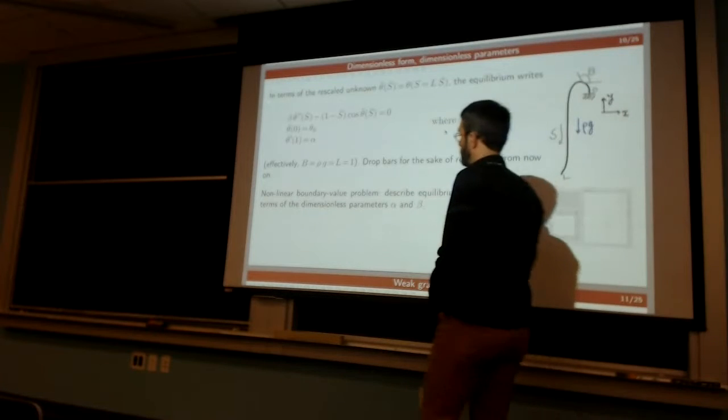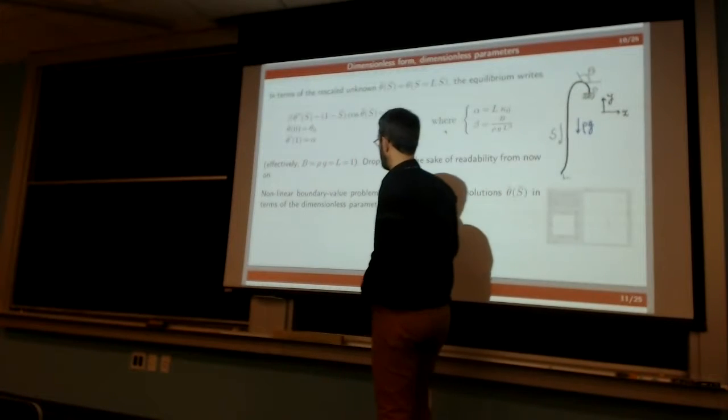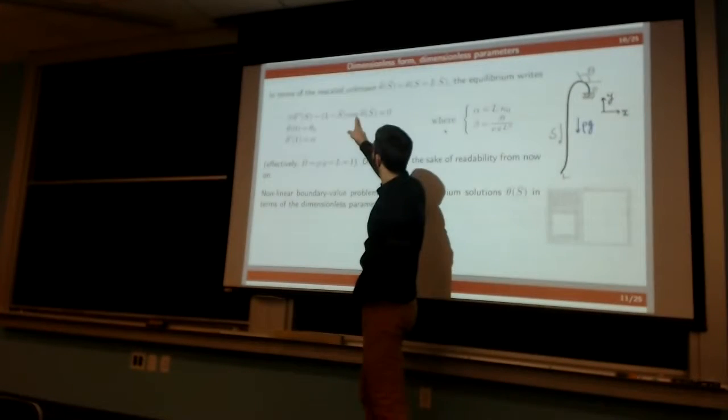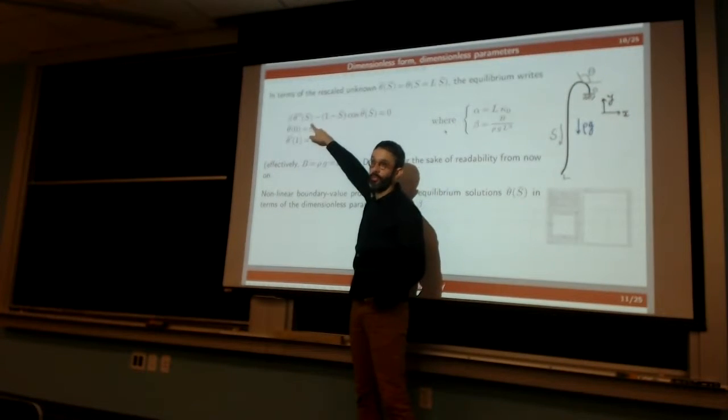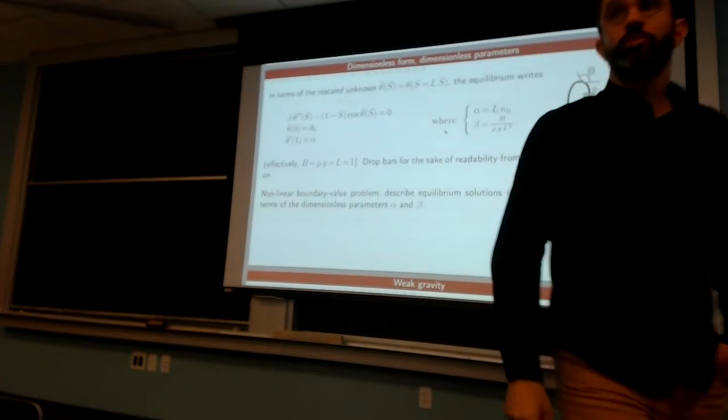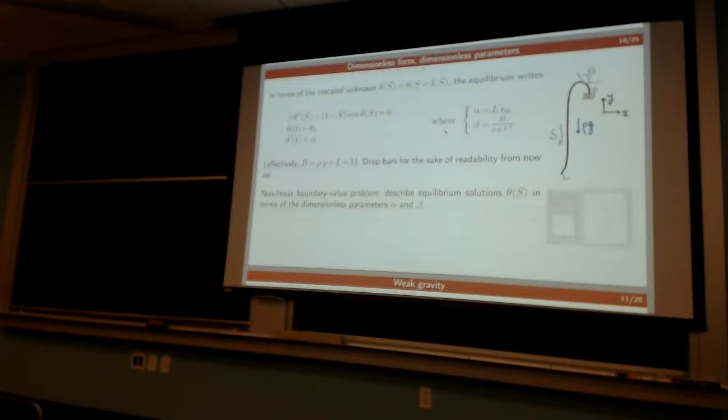So in other words, I'm using this as a convention and omitting the bar. So this is a nonlinear boundary value problem. I'm looking for these functions theta. There are some numerical methods to solve that. You can use a shooting method. You could use 1D finite elements and energy minimization. You could do all kinds of things.